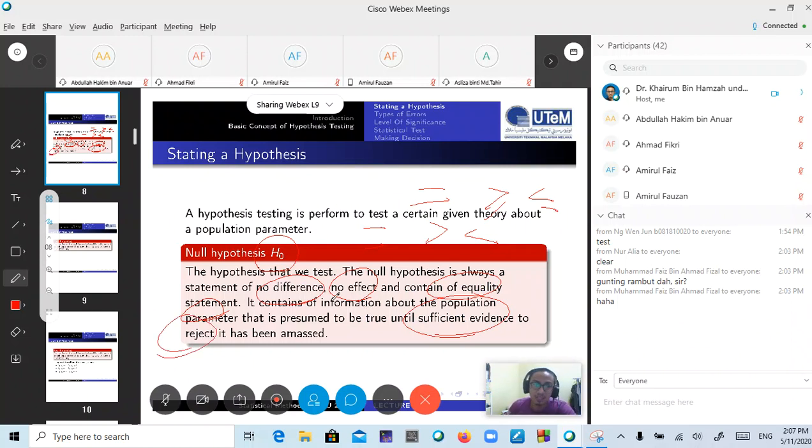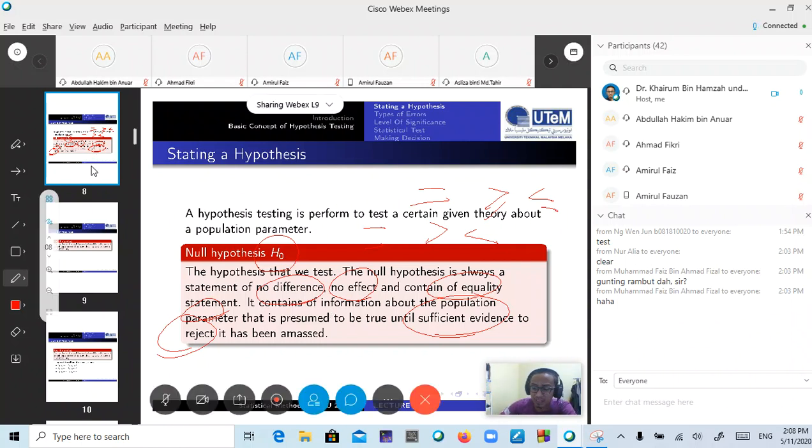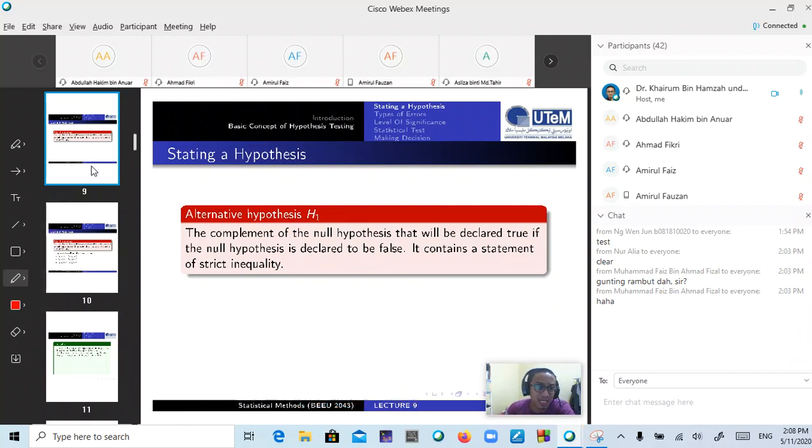In hypothesis testing, we only have two decisions. Either we reject H0 or fail to reject H0. Dia hanya ada dua decision tu je. Sama ada kita reject H0 ataupun fail to reject H0. Fail to reject tu maksudnya kita terima H0 lah. Kita tak akan bagi jawapan accept H0. Dalam statistical method di hypothesis testing ada istilah what we call it as accept H0, dia hanya ada fail to reject H0 or reject H0. Nanti kita akan tengok macam mana. That one is for the null hypothesis.